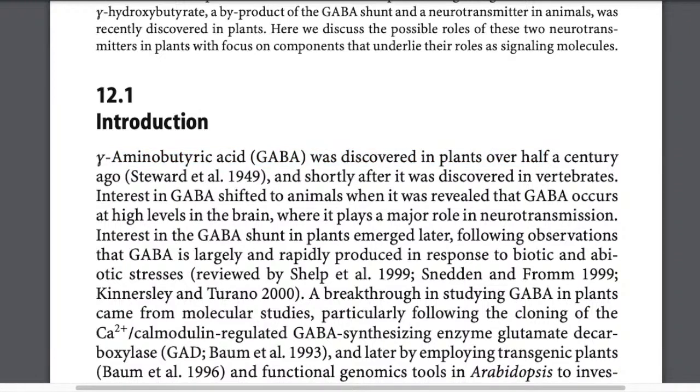Gamma aminobutyric acid, GABA, was discovered in plants over half a century ago. Shortly afterwards, it was discovered in vertebrates. Interestingly, GABA shifted to animals when it was revealed that GABA occurs at high levels in the brain, where it plays a major role in neurotransmission. Interest in the GABA shunt in plants emerged later, following observations that GABA is largely and rapidly produced in response to biotic and abiotic stress.